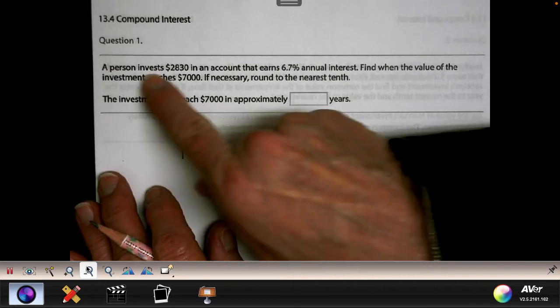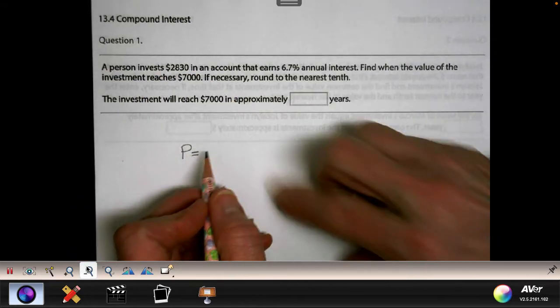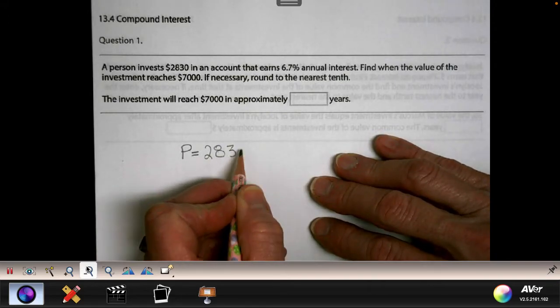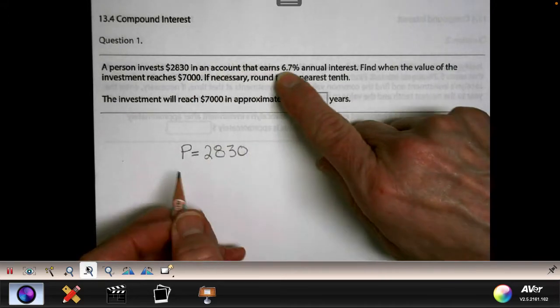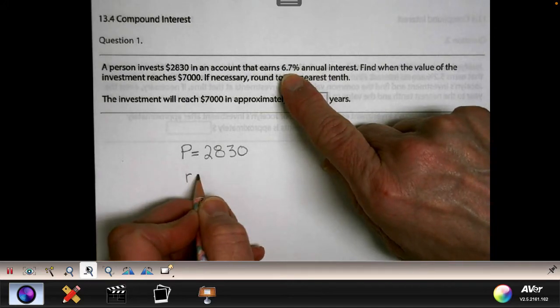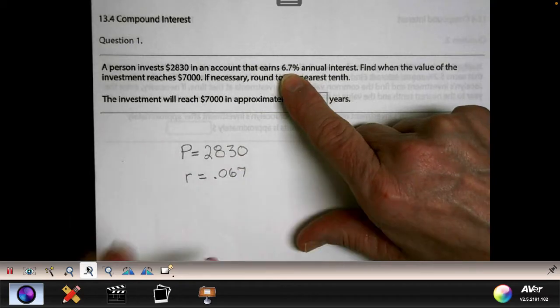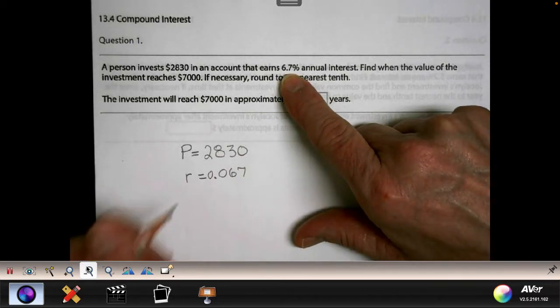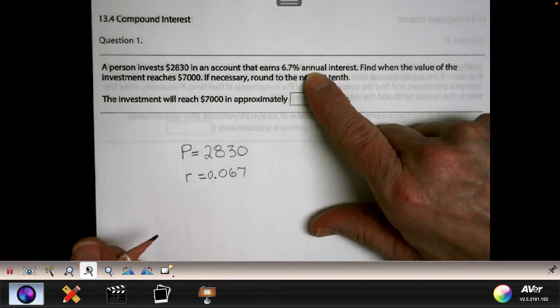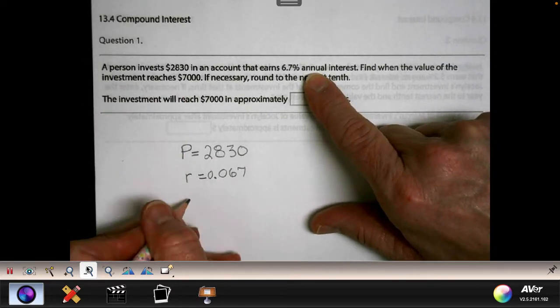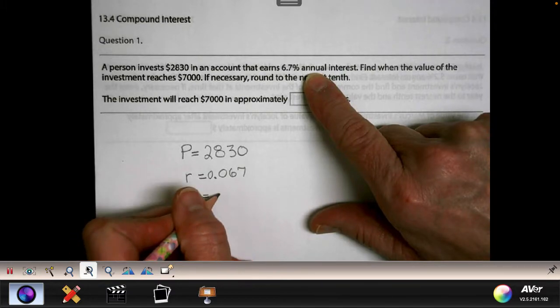A person invests $28.30, so that's the initial amount, the principal, into an account that earns, that's the rate, as a decimal. I better put in a 0, right? 0.067 annual. So that's once a year. So I'm just going to go ahead and put n equals once.